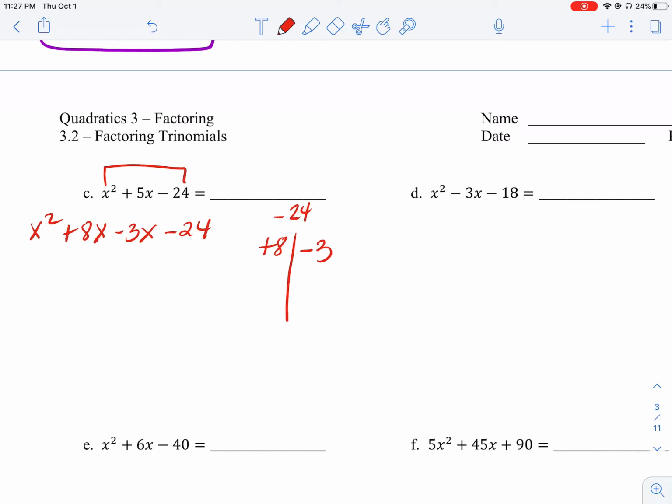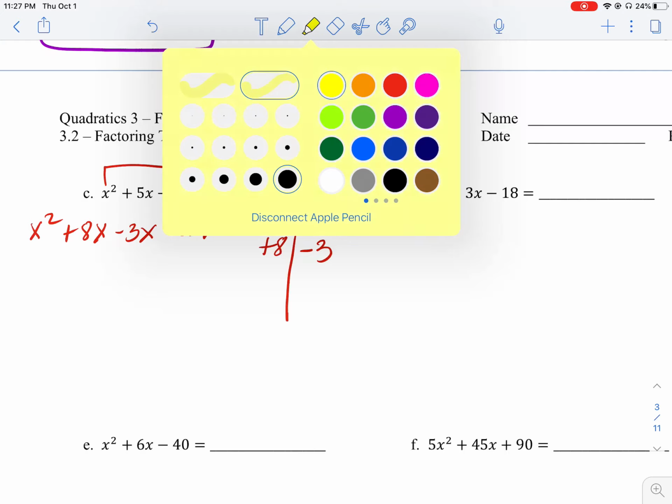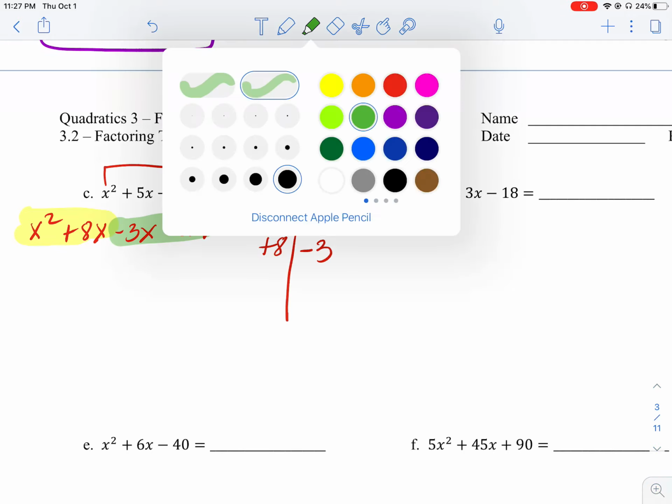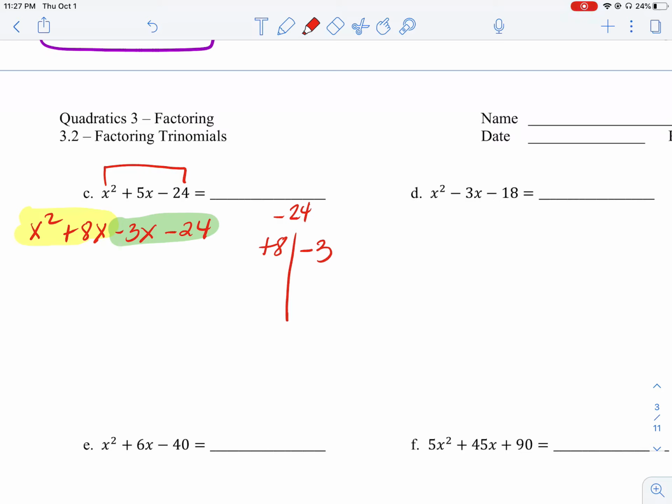Okay. And now again, let's group them. I will group these two, and then I'll group these two right here. Does that make sense, you guys? So what's common between x squared and 8x? x is common. That is x plus 8. So if you do x times x, would you get an x squared? If you do x times 8, would you get 8x? So I didn't try to change the problem. I only factored the problem.